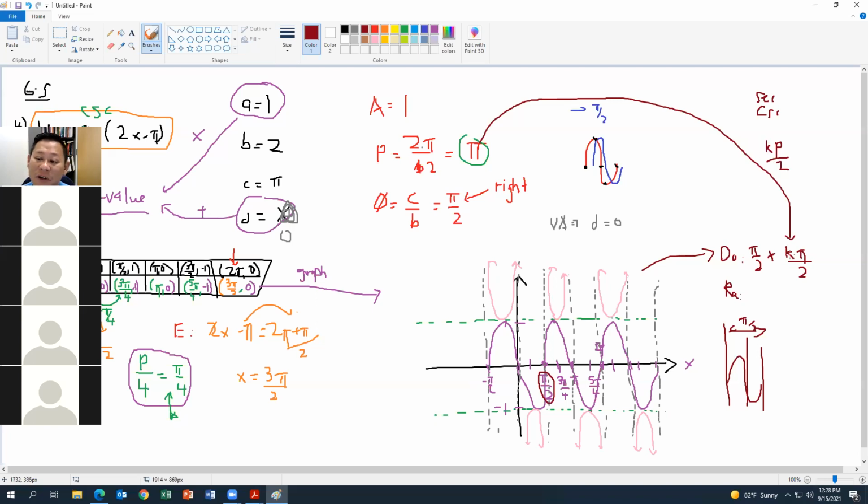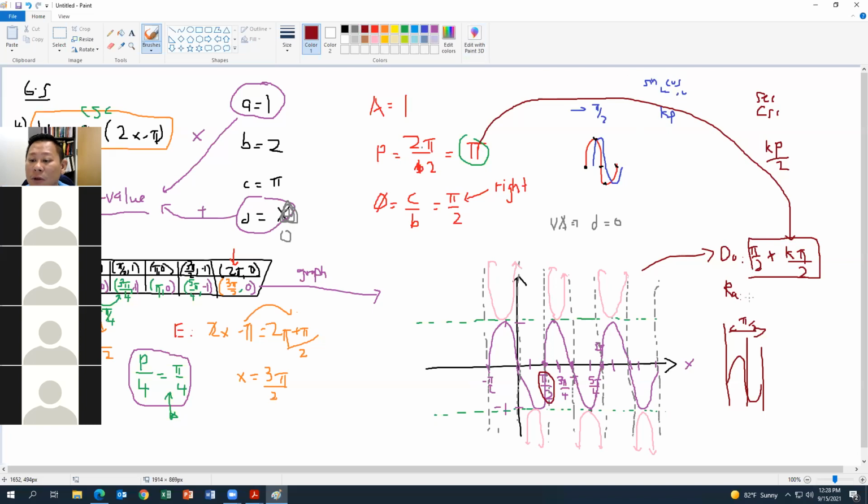Okay, so this is how you figure out what you add on. But if you just do sine, cosine, tangent, cotangent, then you just do K times P, whatever period you have found here. Okay, so that is your domain in this case.